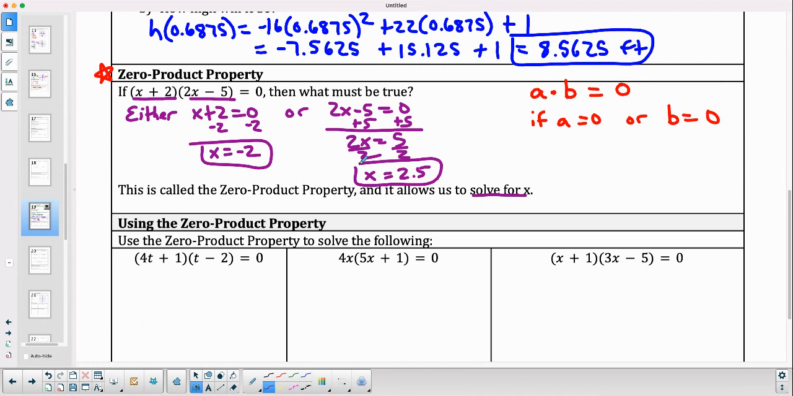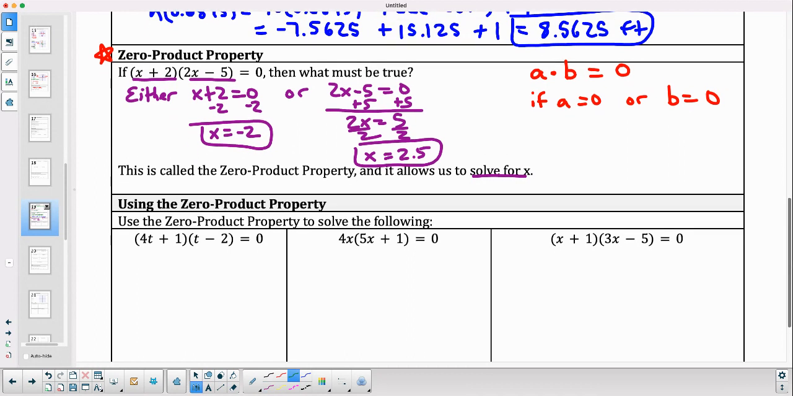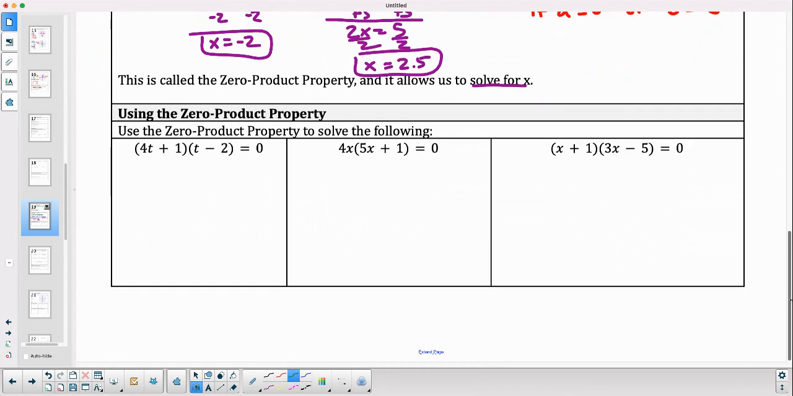Remember, that's what we're trying to do when we solve these quadratics. Eventually we're going to be factoring to get our answers. These ones right here are already factored. It just says use the zero product property, so everything's already factored for us. We just need to get that answer at the end. If we have 4t plus 1 times t minus 2 equals 0, all we need to do to use the zero product property is split it off.